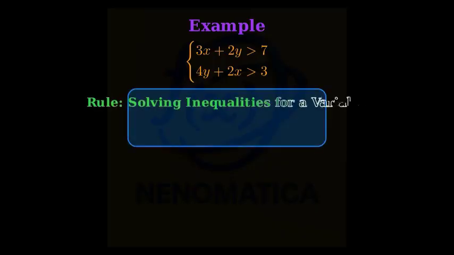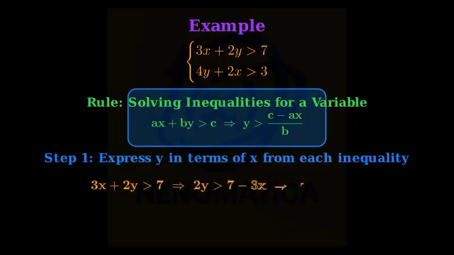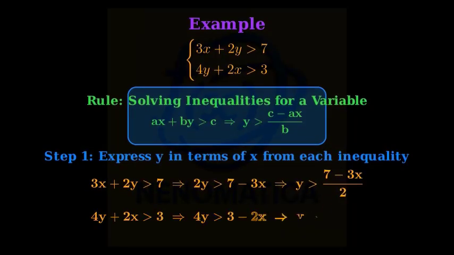Example: we will solve the system of inequalities exactly as in the provided algorithm. First, step 1. Express y in terms of x from each inequality using simple algebra. Show the rule. Now isolate y from the first inequality, then isolate y from the second inequality.